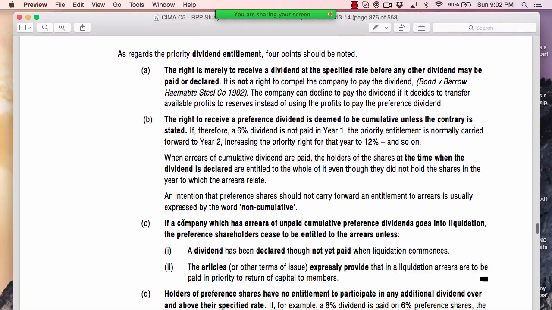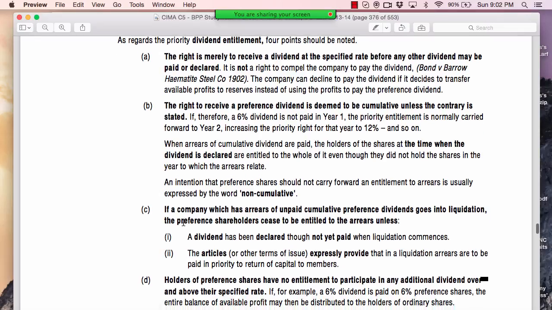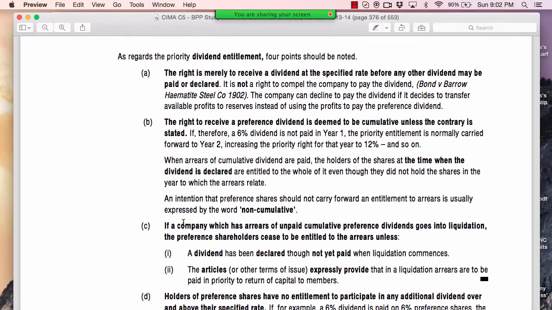As regards priority dividend entitlement, there are 4 points you need to be aware of. So what are the 4 points? The first one, what does that mean? Tell that to me in your words. How do you interpret that? Just explain the first point. Right, we're saying prior to anybody else, these guys are going to get the dividend. Second point, what does that mean?